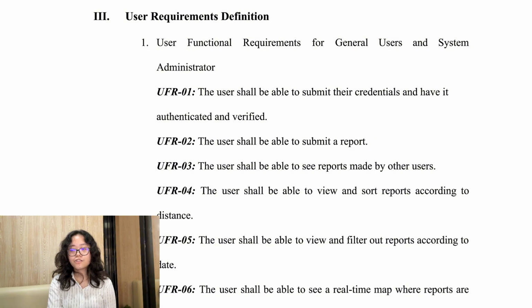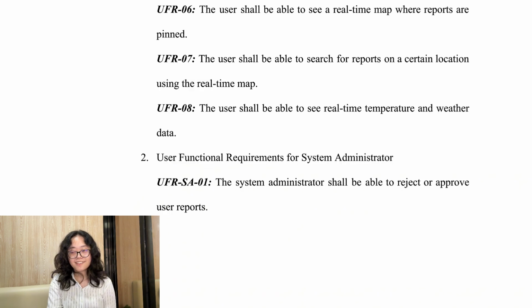UFR4. The user shall be able to view and sort reports according to distance. UFR5. The user shall be able to view and filter out reports according to date. UFR6. The user shall be able to see a real-time map where reports are pinned. UFR7. The user shall be able to search for reports on certain location using the real-time map. UFR8. The user shall be able to see real-time temperature and weather data.